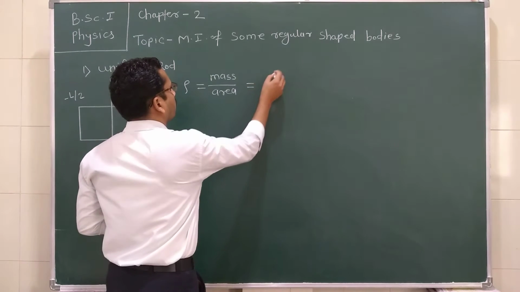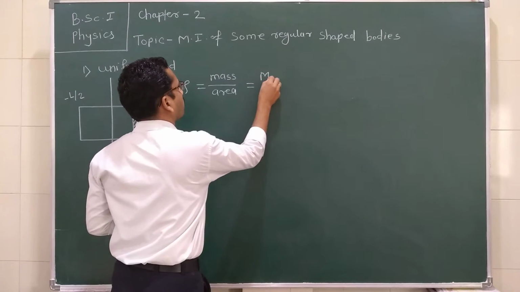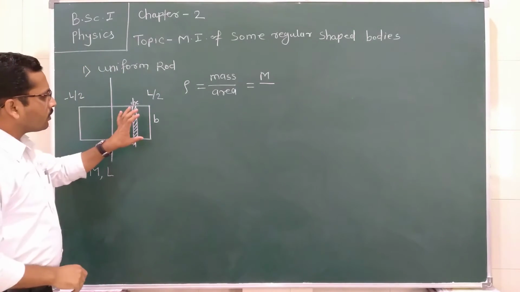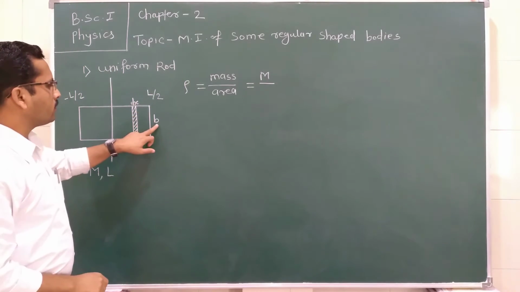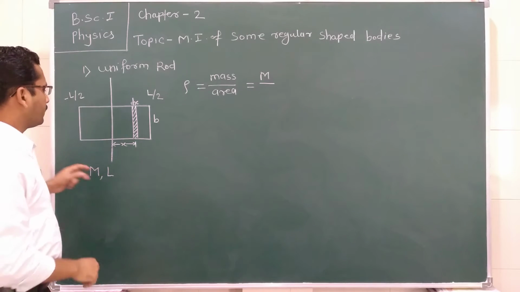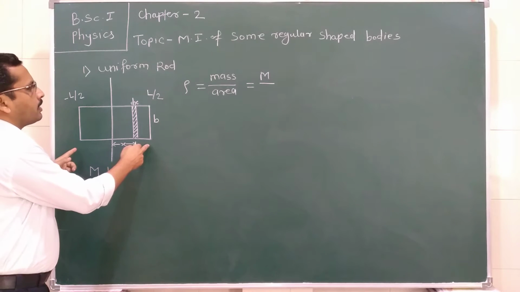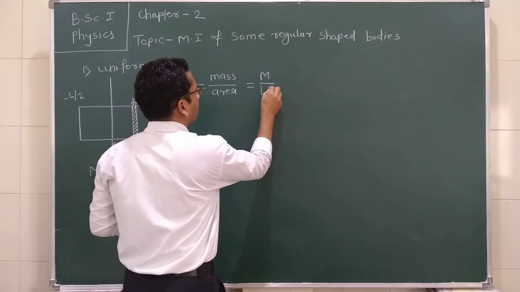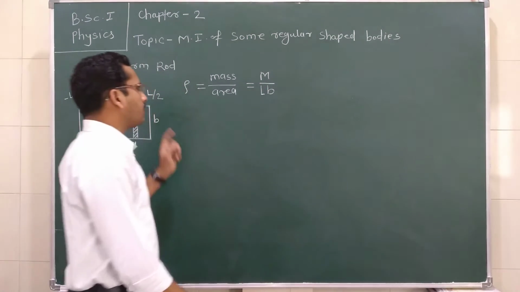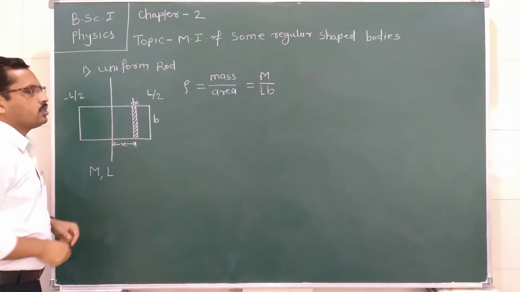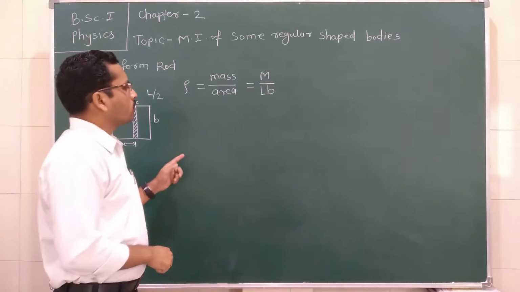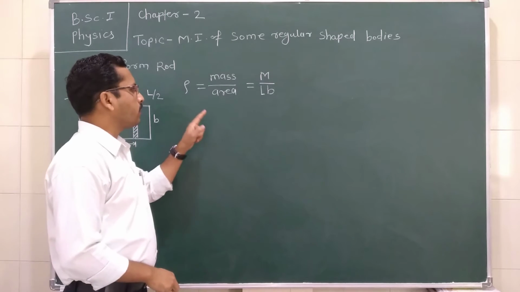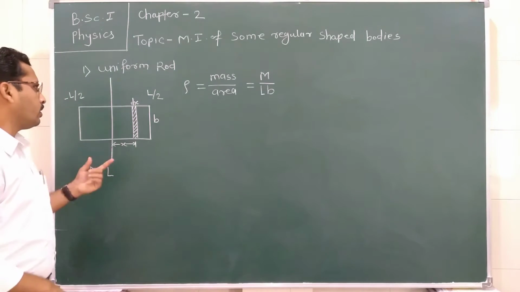So what is the mass? If the mass of the rod is equal to M and the area, suppose this rod has breadth equal to b, and this is nothing but the length L. So we can write the area as L multiplied by b. This is nothing but the area of this uniform rod. So this is the density. We can say it is the mass density, mass per unit area of this uniform rod.